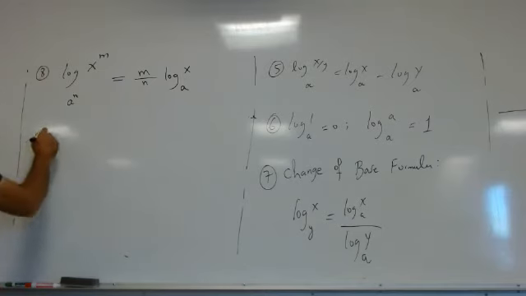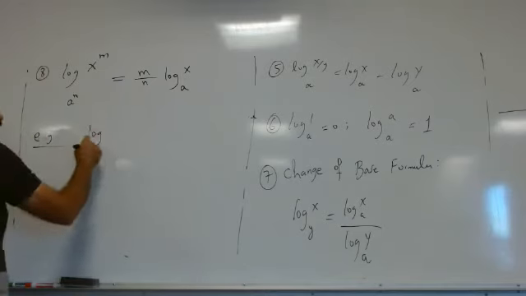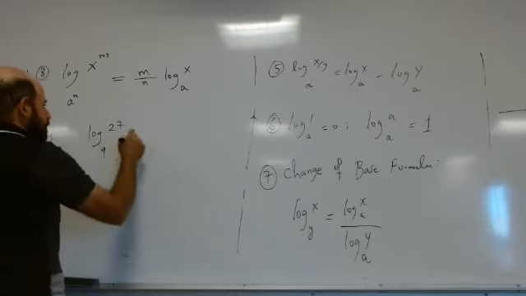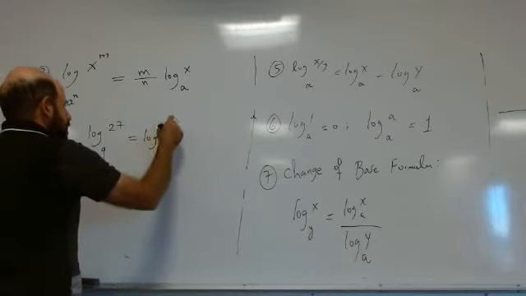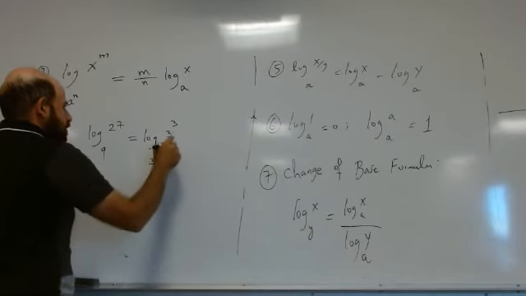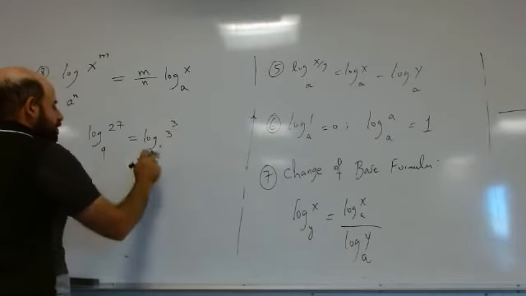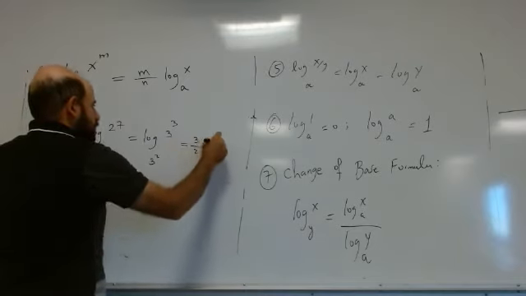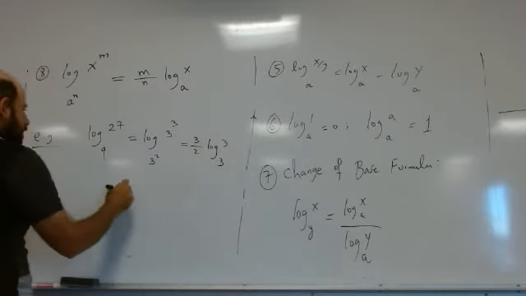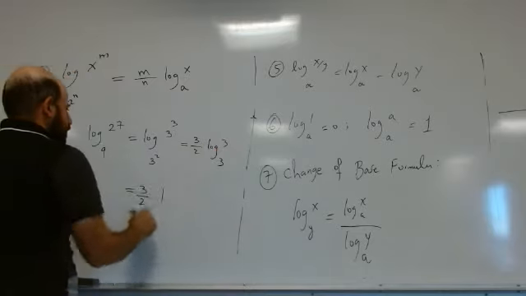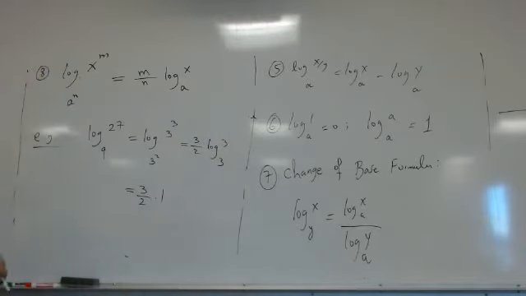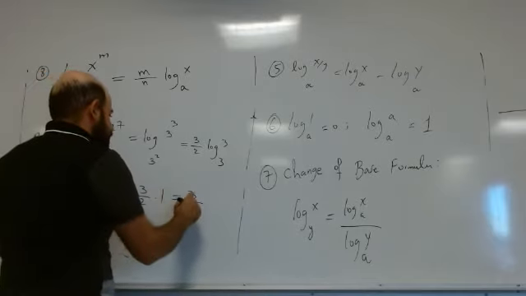So for example, if you want to find log 27 in base 9, this is the same as log 3 to power 3 in base 3 to power 2. So I can take this one out as a numerator, this one out as denominator. So this is 3 over 2 log 3 in base 3. And then this is 3 over 2 times 1, right? We said log a in base a is always 1. So 3 over 2 times 1, which is 3 over 2.